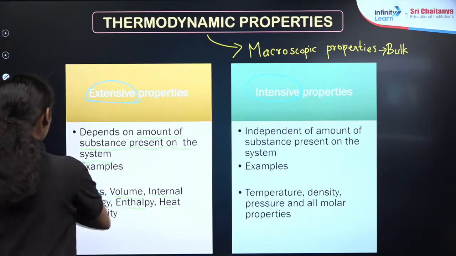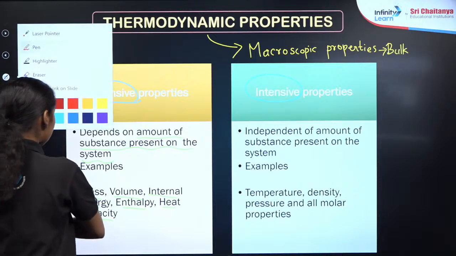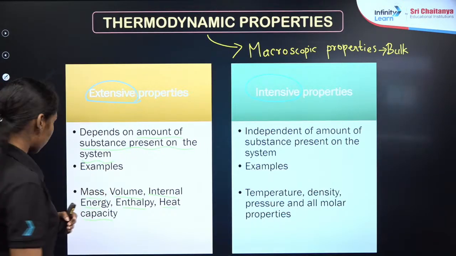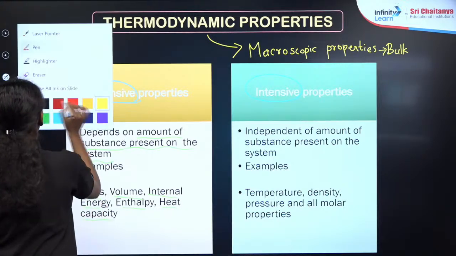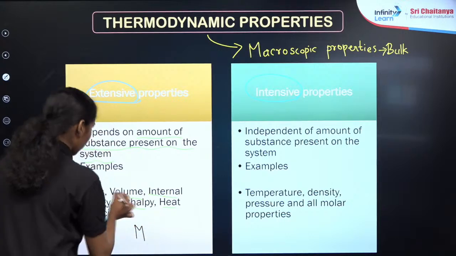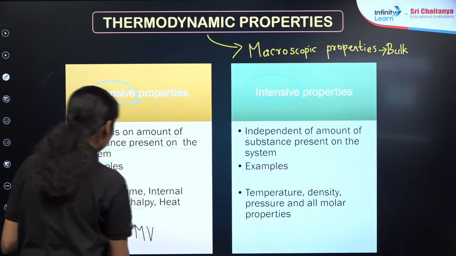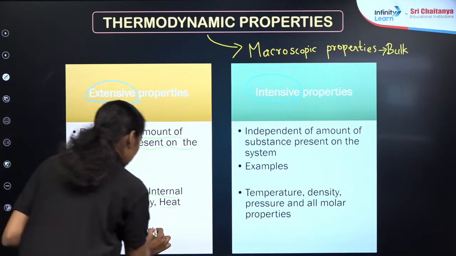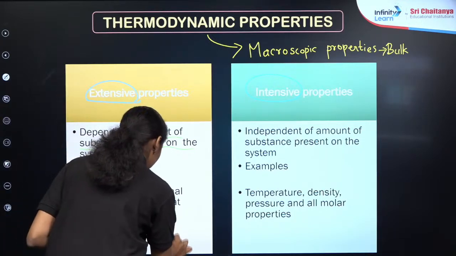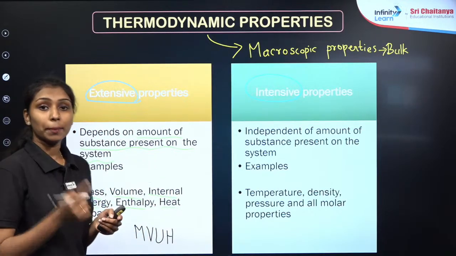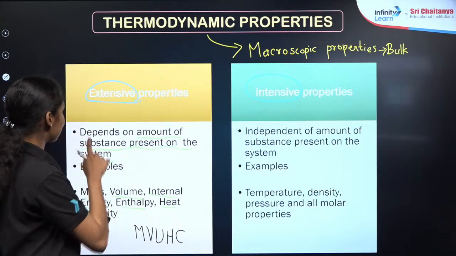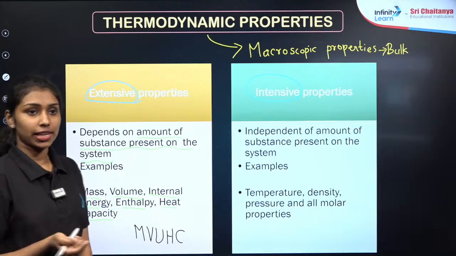And examples are given here: mass, volume, internal energy, enthalpy and heat capacity. Some other properties are also given here. You can just refer. So mass, right? M. Volume V. Internal energy is represented by the letter U. Then enthalpy is given by capital letter H. Heat capacity is given by the capital letter C. So there is a simple mnemonic to remember the extensive properties: MVUHC. Clear?